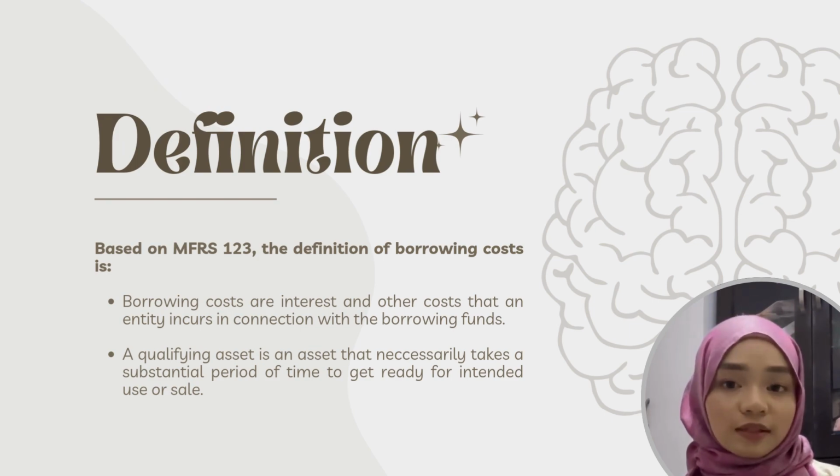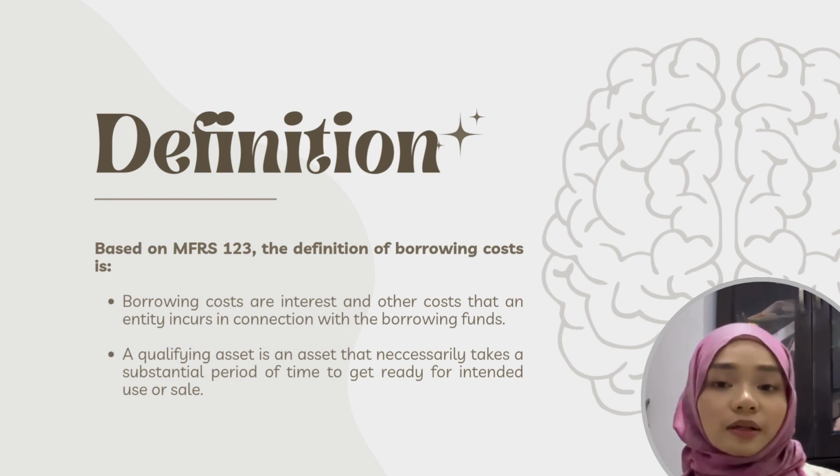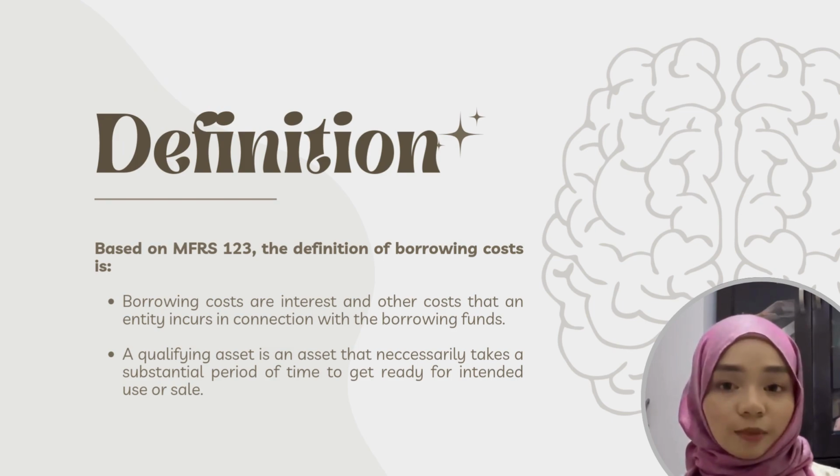A qualifying asset is one that takes a substantial period of time to be prepared for its intended use or for sale. Examples can include large construction projects like buildings, manufacturing plants, or even long-term development projects. In accounting, borrowing costs that are directly attributable to the acquisition, construction, or production of a qualifying asset must be capitalized. In other words, they are added to the cost of the asset rather than being expensed immediately. This aligns the cost of borrowing with the period in which the asset will provide economic benefits.